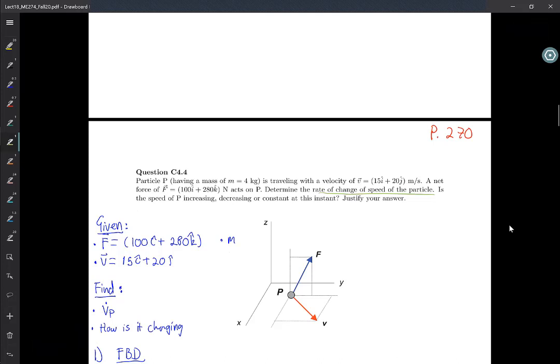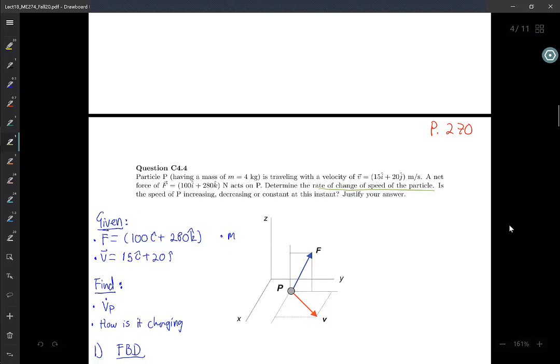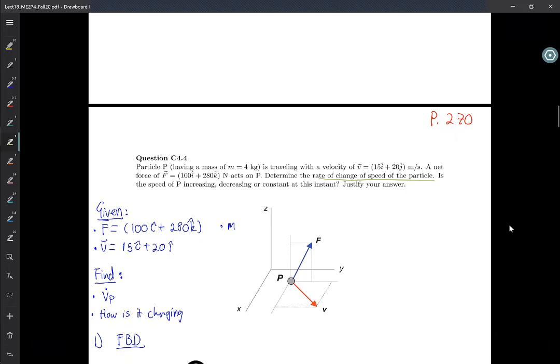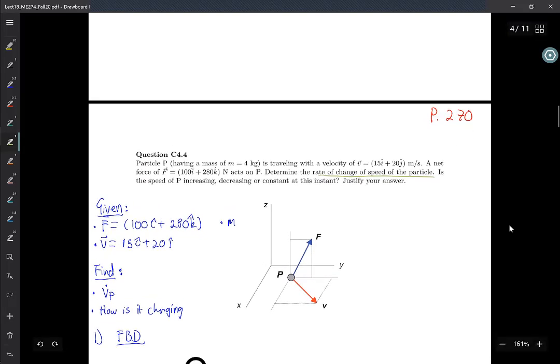And how is it changing? Is it increasing, decreasing, or constant? If you read this and you didn't have the vector for the force there, you would try to approach this from a chapter 1 type of perspective. It's a classical problem from chapter 1. But we don't have enough information because we don't have a path, we don't have anything. We just have the velocity and the force.